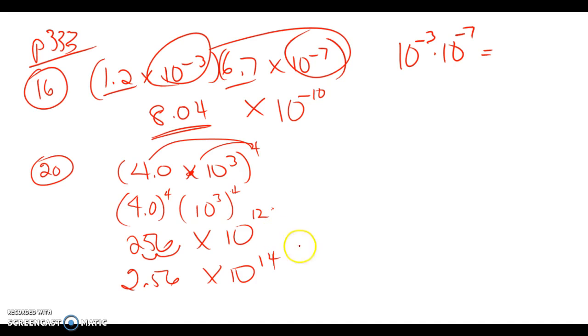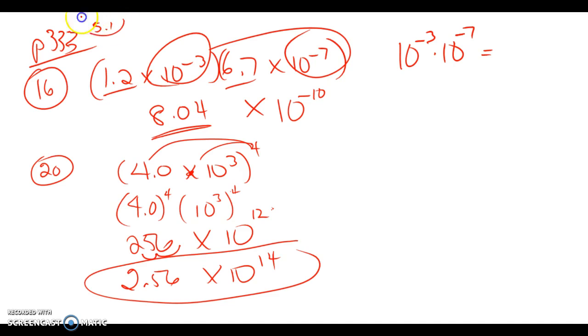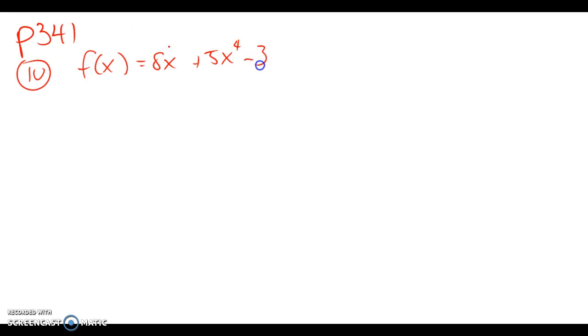All right, those were the two problems that I gave you on page 333, which I believe was, maybe it was 5.1, maybe it was, I don't know. Whatever section. The other ones I gave you, which were on page 341. Number 10 was an example of direct substitution. So we had this problem, and we wanted to evaluate it where x equals 2.